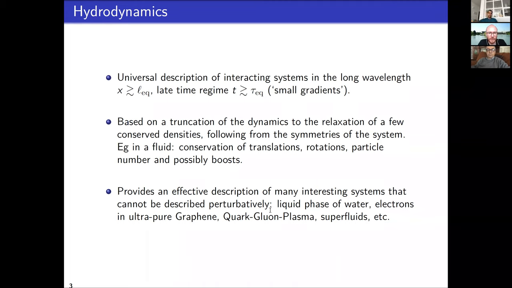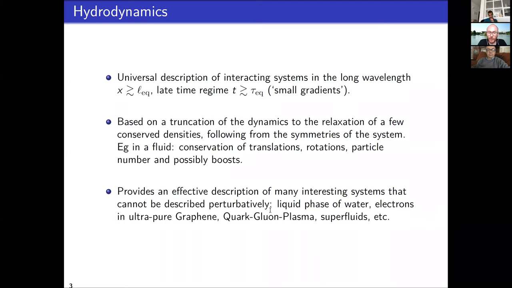Another important feature is that instead of trying to track all the degrees of freedom of your system, you only track the relaxation of a few conserved densities. Which ones you need to track is determined by the symmetries of the system. For instance, if you have a fluid, then you think about the symmetries of your fluid: conservation of translations, rotations, possibly particle number, possibly boosts. All of these symmetries give you conservation equations, and they tell you which are the conserved densities, typically energy density, charge density, and momentum density.